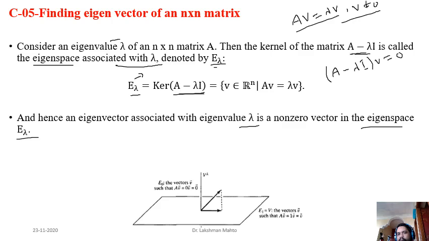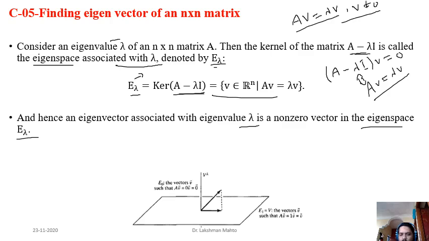And if you simplify, what form is it taking? It is taking the form Av equal to lambda v, and that says that v is an eigenvector of A. So both are equivalent. Finding an eigenvector of a matrix is equivalent to finding the null space or kernel of A minus lambda I. So you can observe the equivalency here. That's why I have introduced the eigenspace.